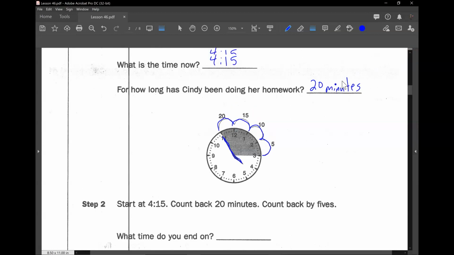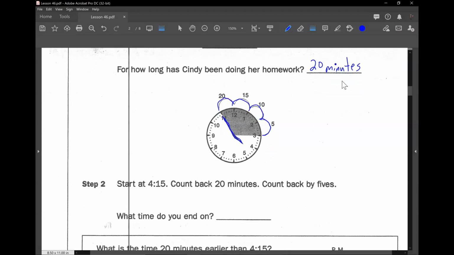Well, before, it was 4:15 at the start. We went back 20 minutes. So we go back 5, 10, 15 minutes. That makes it 4 o'clock. Now, since we're going to go back 5 more, it's not going to be 4 o'clock anymore. It's going to be 3 o'clock.